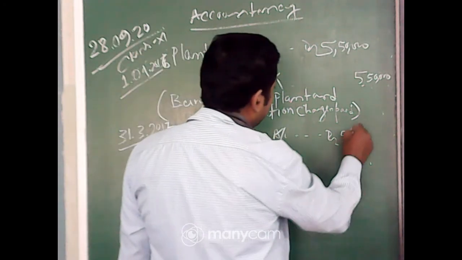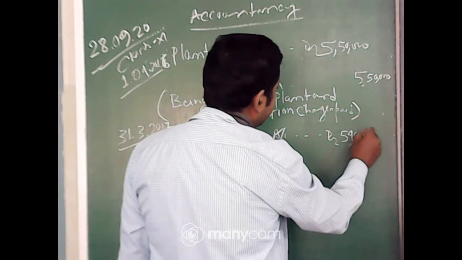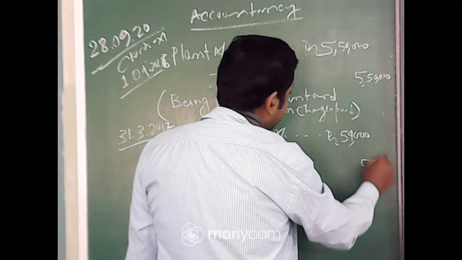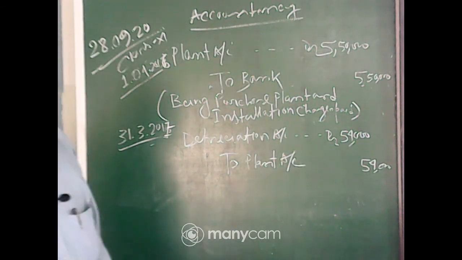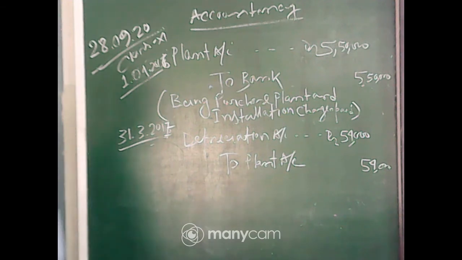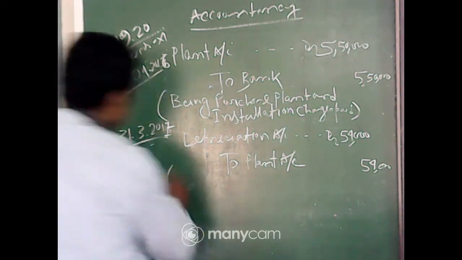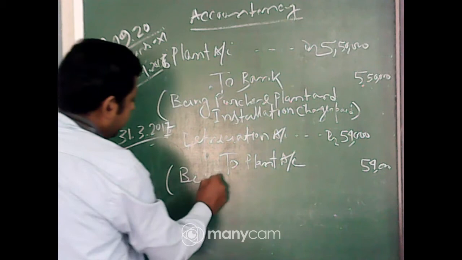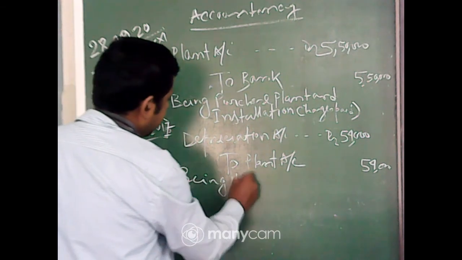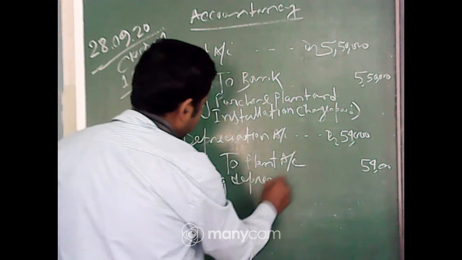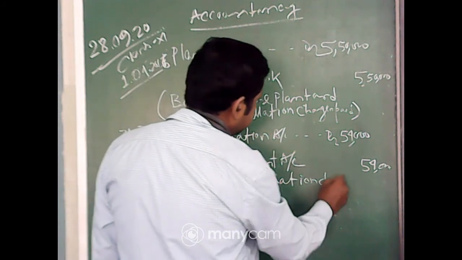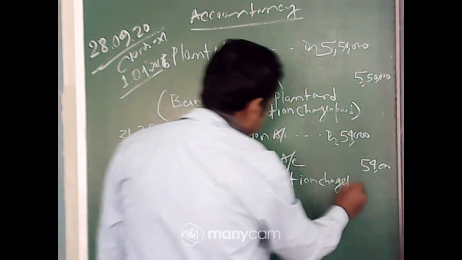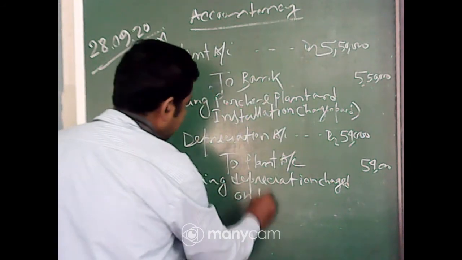Here we have already calculated the depreciation amount, 54,000 and 54,000. What would be the narration? Being depreciation charged on the assets.